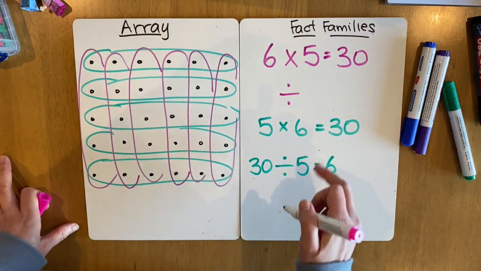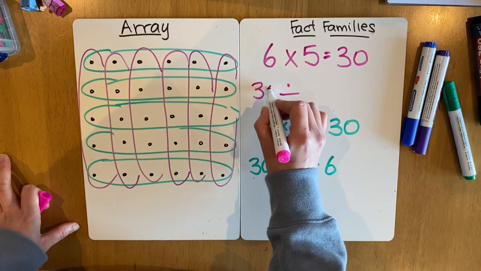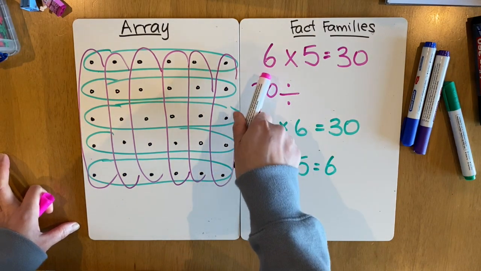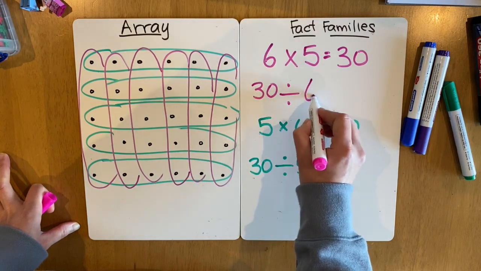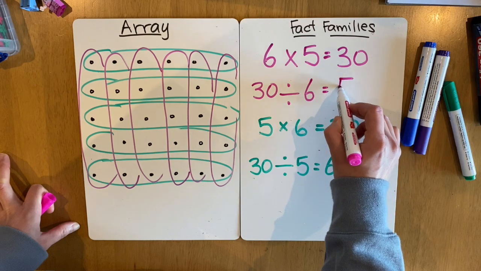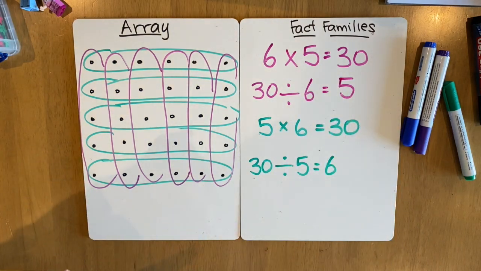Let's do our division one. 30 altogether, shared between how many groups? 6 groups. And how many are in each group? We've got 5. 5 in each group.